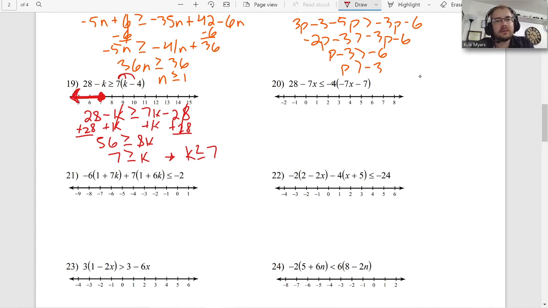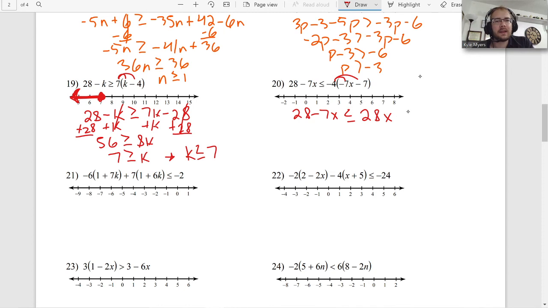Number 20. 28 minus 7x less than or equal to positive 28x. I don't need to flip the sign because even though I'm multiplying a negative number, I'm simplifying. I'm not doing multiplication or division on both sides of the inequality. I only need to flip the sign if I multiply or divide on both sides of the inequality.